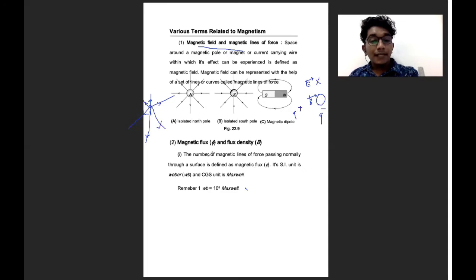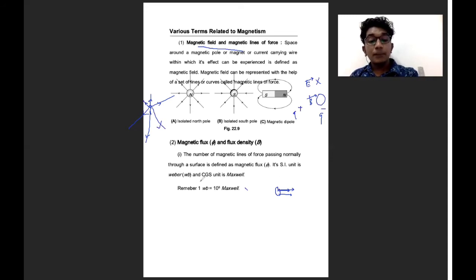Next one, magnetic flux. The idea is similar to electric flux. The number of magnetic field lines of force passing through a surface is defined as magnetic flux. If there is a surface over here, how many magnetic field lines pass through it normally, considering a particular area, that is the magnetic flux.